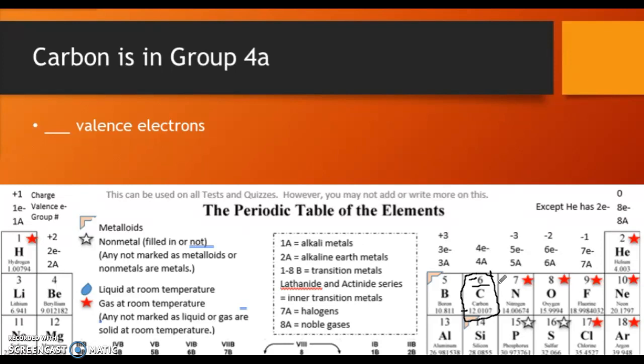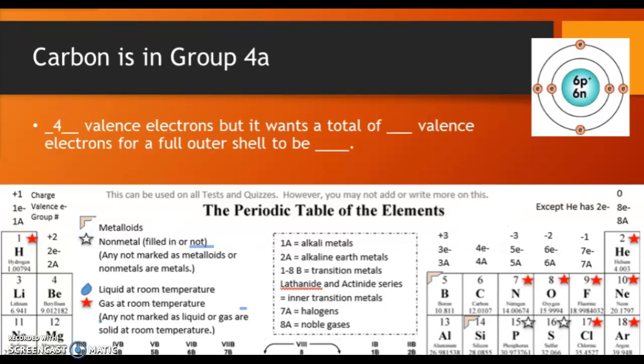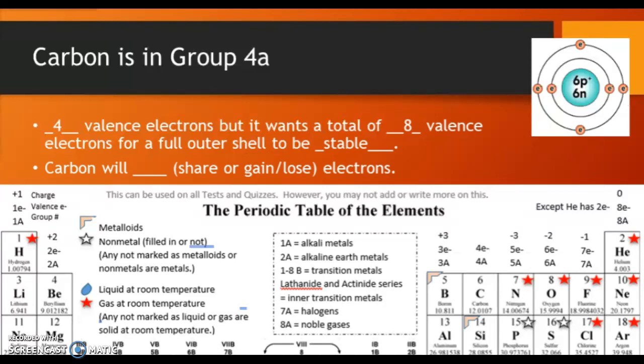But of course, we care most about the valence electrons. And how many valence electrons are there? 4. So 4 valence electrons, but it wants a total of how many valence electrons for a full outer shell in order to be stable? So here's our Bohr diagram, and we have some empty spots. How many total does it want? It's going to want a total of 8. And once it has a total of 8 and a full outer shell, it will be stable.